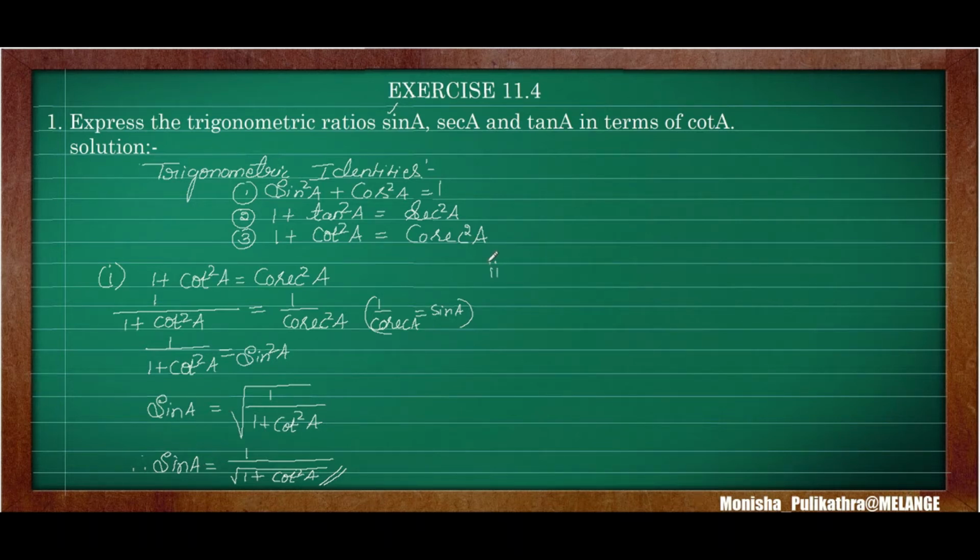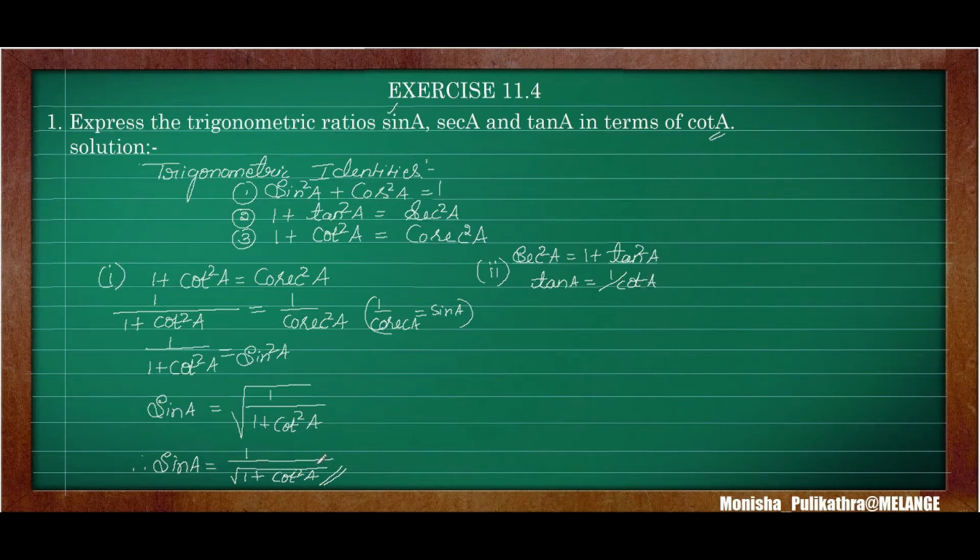We have to move to the second one. Here we need to find the formula for secant A. Secant A is in the second identity. Now we know that tan A is equal to 1 by cot A. We need the formula in the form of cot A, right? So we need to derive everything in the form of cot A itself.